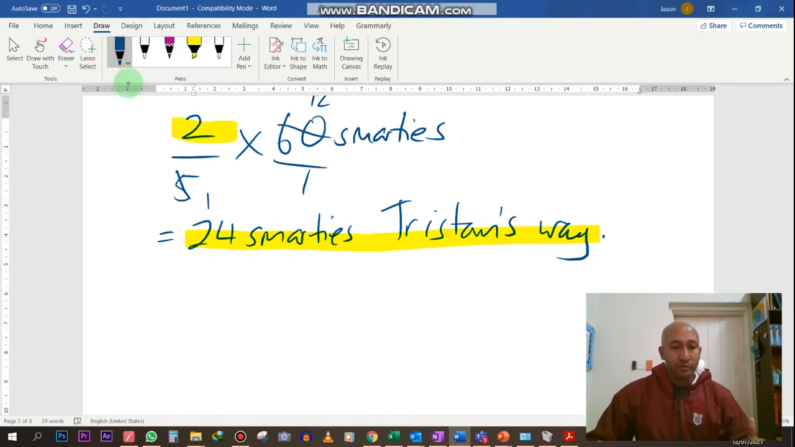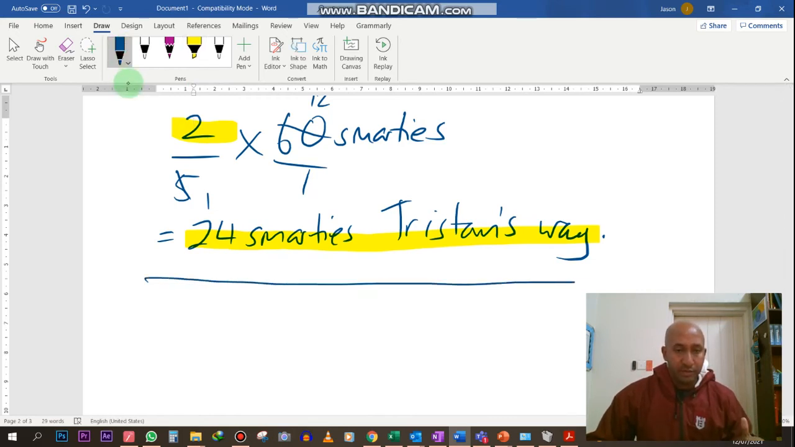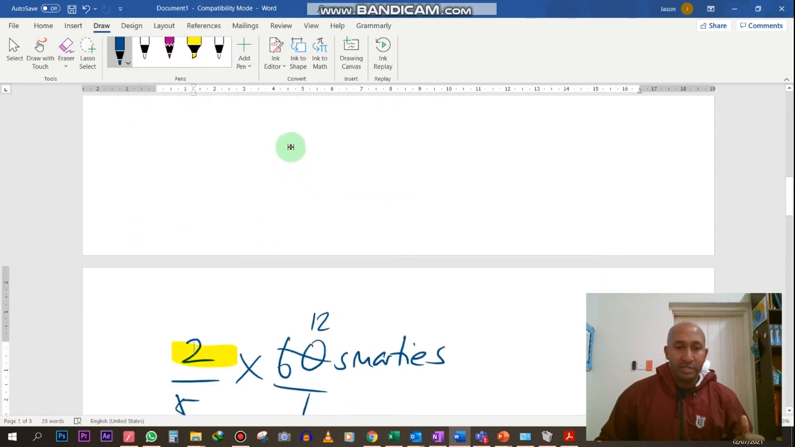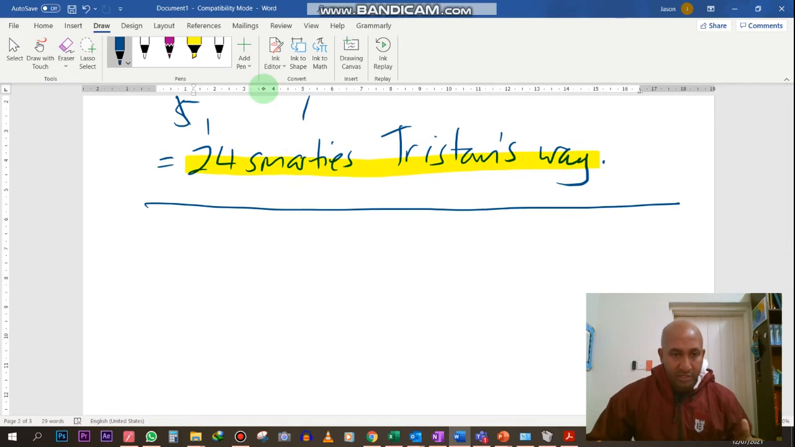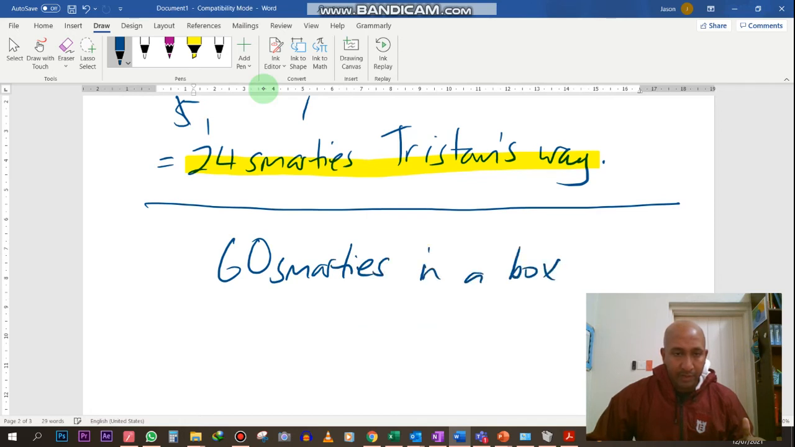If we knew, just ruler line under that, if we knew that Muila is getting 36 Smarties, and there are only 60 Smarties in a box, can you predict how I'm going to work this out? Muila got 36, so I've taken out his share. What should I be left with?